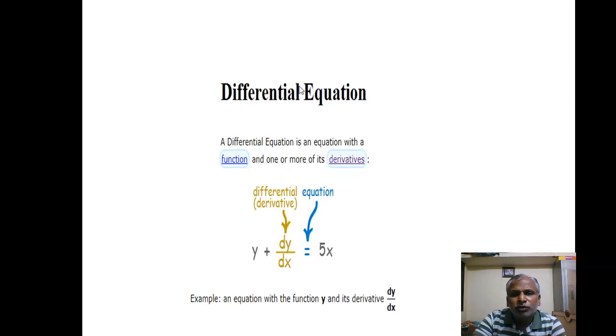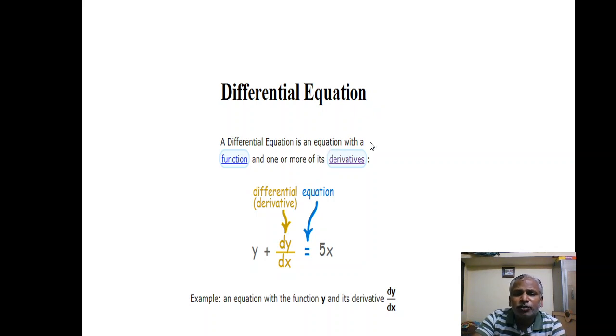There are two types of differential equation. One is the ordinary differential equation, another is the partial differential equation. Today we are going to see the ordinary differential equation. In this, we first define the differential equation.